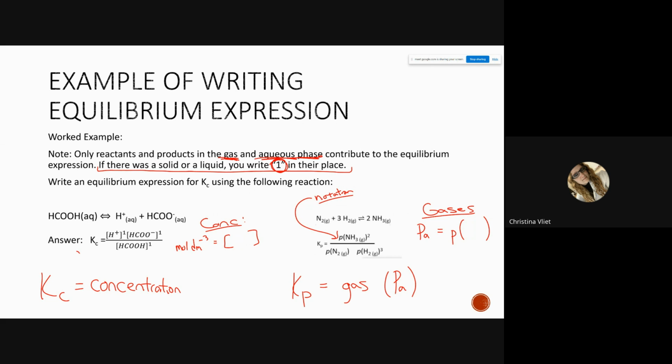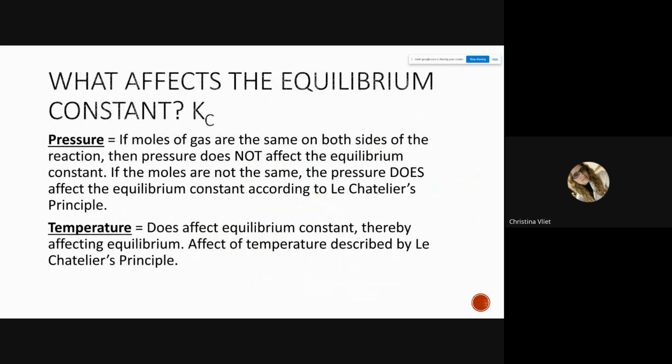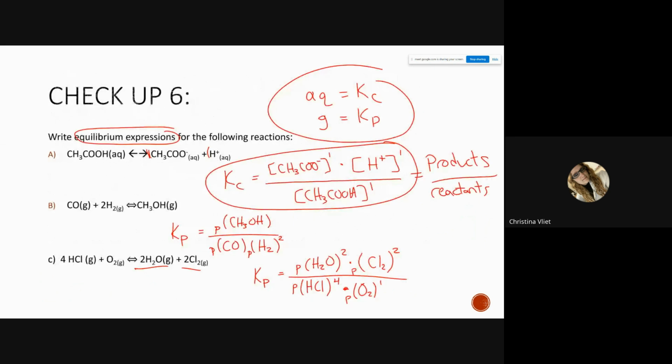So even if it was, let's say, 4 NH3 as a liquid, it would be 1 to the 4th, which is still 1. So if you have a solid or a liquid, you literally just replace it with the number 1 in the expression. That's important to note before moving on. And that's because only gas and aqueous phases contribute to equilibrium. Movement phases, basically. Oh, like which slide are we on?